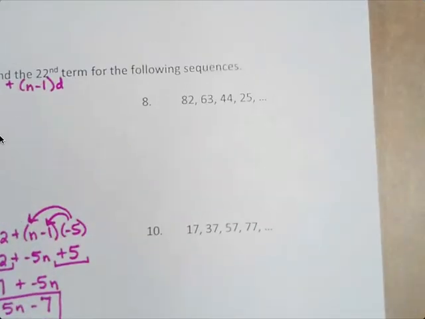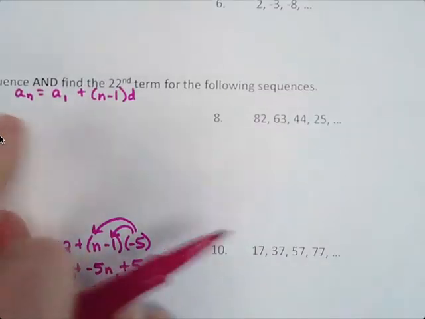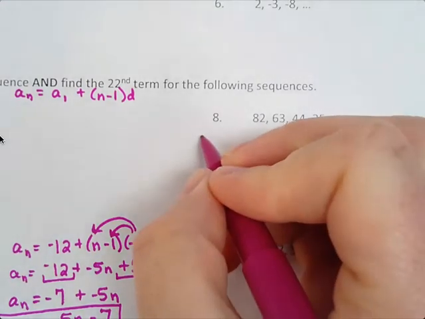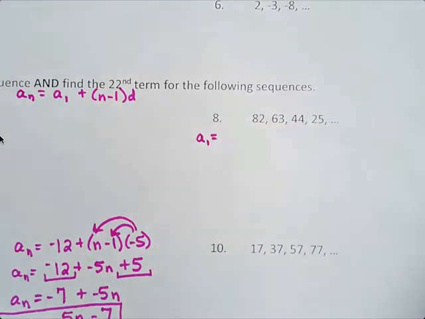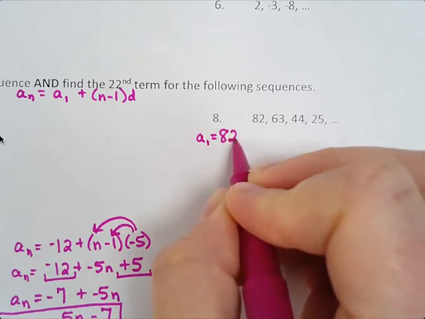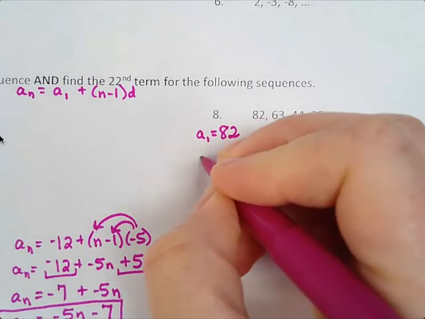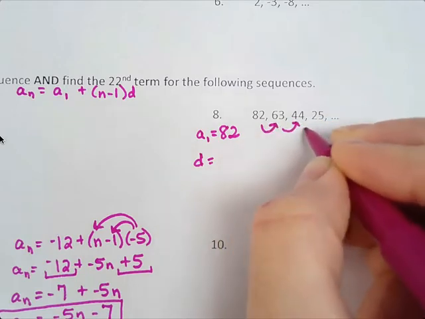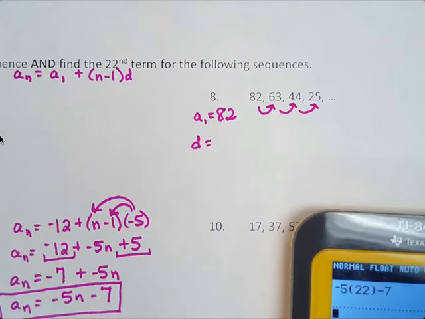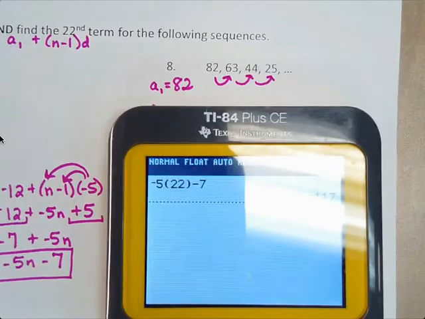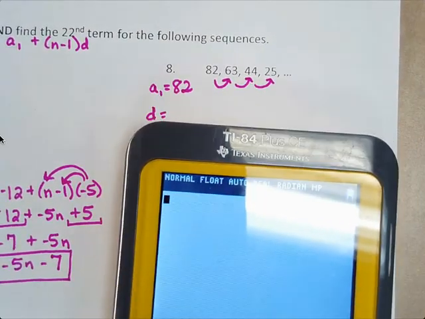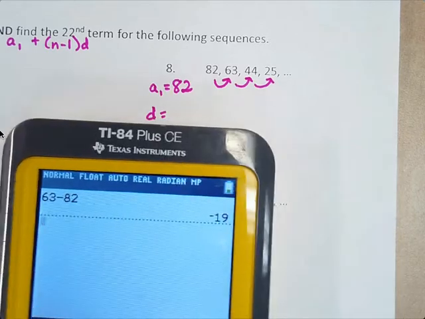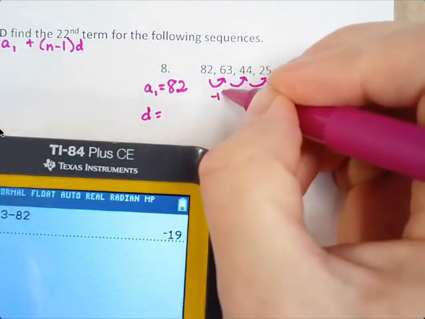Okay, number 8. So we're following the same formula. So our A1 is our first term, which is 82. And our D, common difference. So in order to find the common difference, just subtract them. So how do we get from 82 to 63? Well, we do 63 minus 82. Means minus 19.